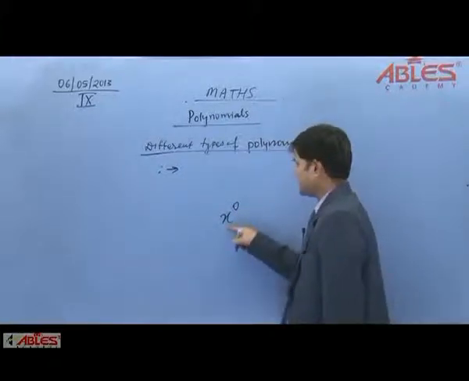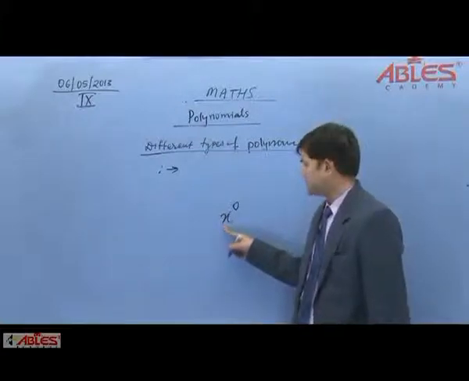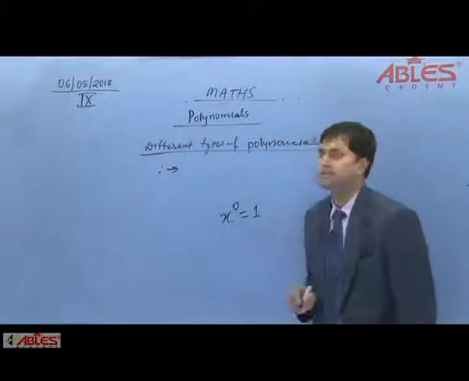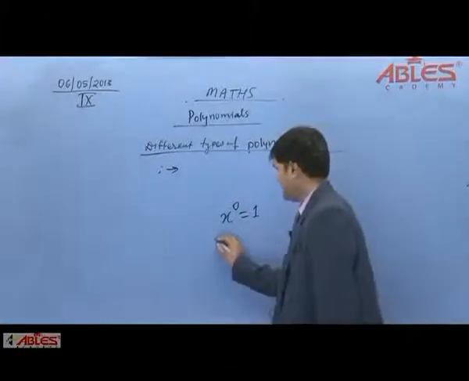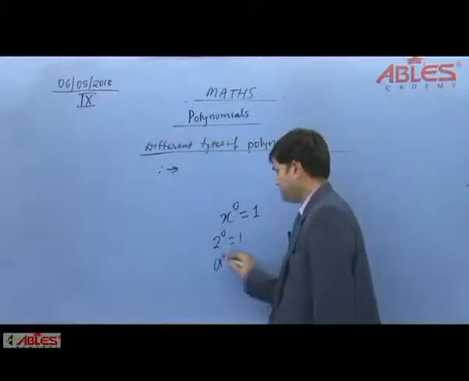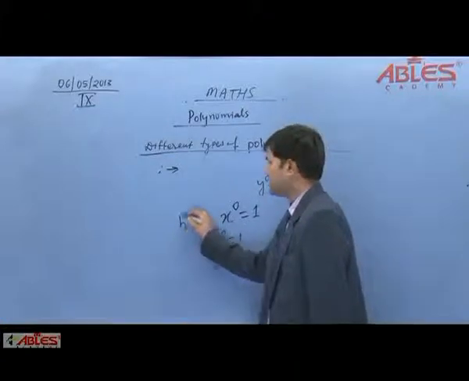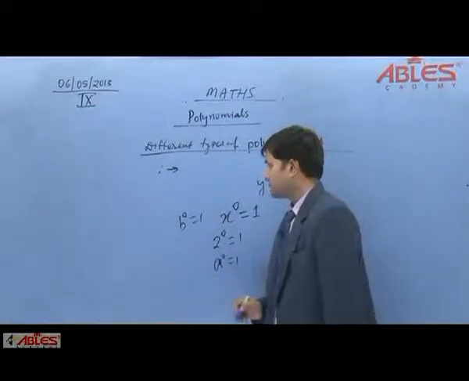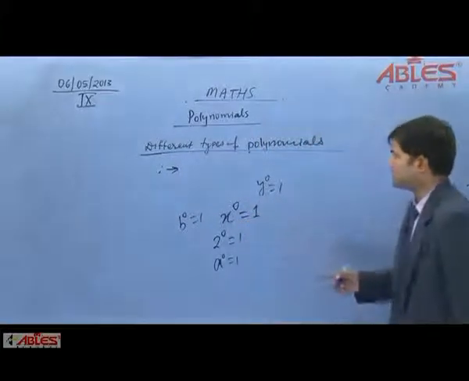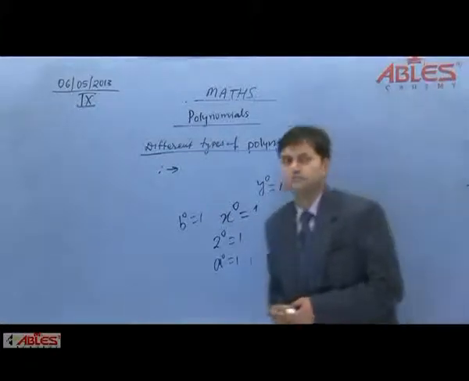So it's a fixed quantity, and always remember any fixed quantity to the power 0, it's a definition that we have to consider it as 1. Suppose 2 power 0 is also 1, a power 0 is also 1, y power 0 is 1, b power 0 is 1. So whatever the quantity, if it has power 0, we treat it as 1. It's definition-wise. Okay students.